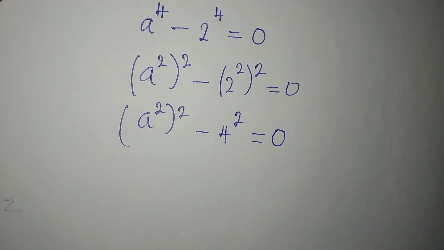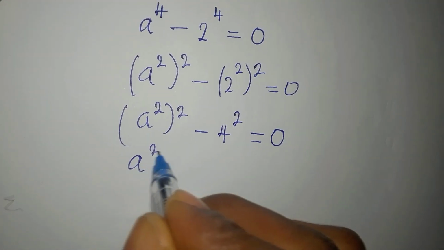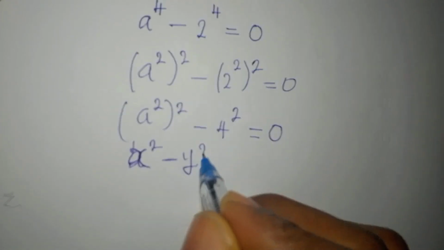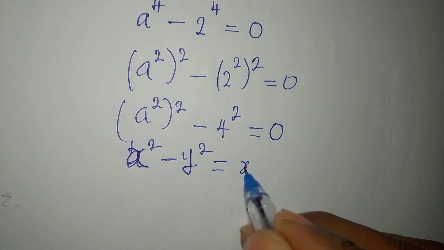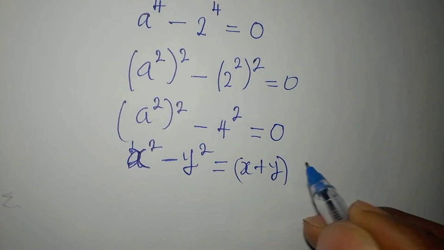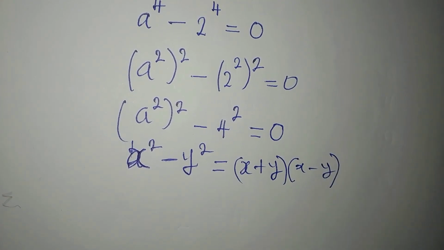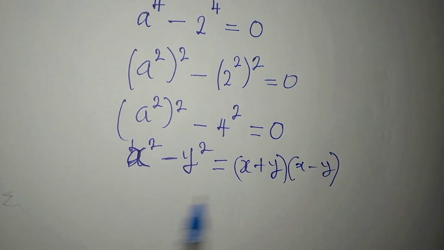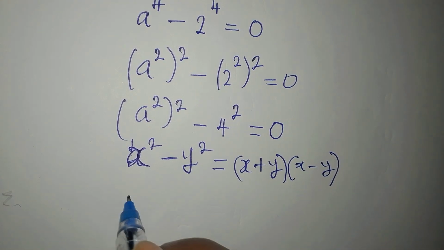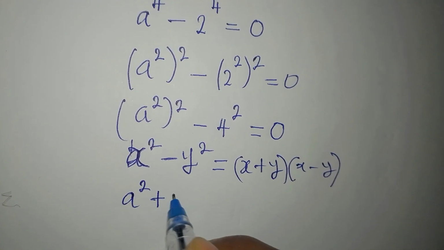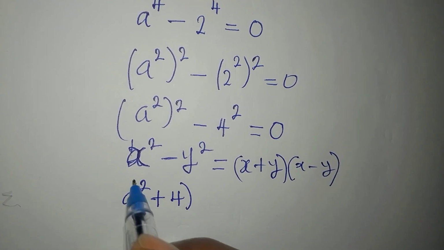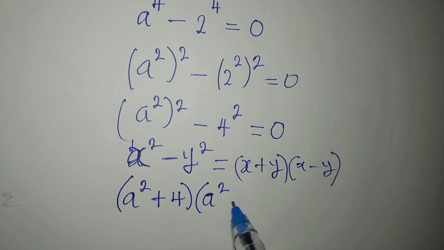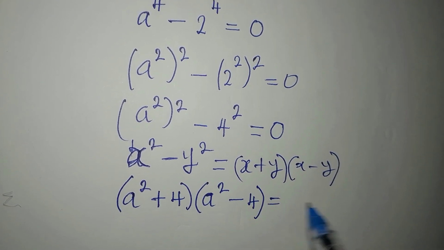What do I do from here? Apply difference of two squares. If you have, okay, let me use x. If you have x squared minus y squared, this is x plus y into x minus y, using difference of two squares. Now our x is a squared and our y is 4. So that means we have a squared plus 4 in the first bracket. Then in the second bracket we have a squared minus 4. So we equate this to 0.